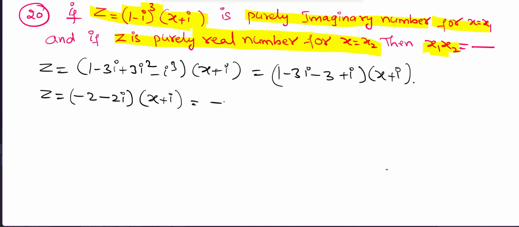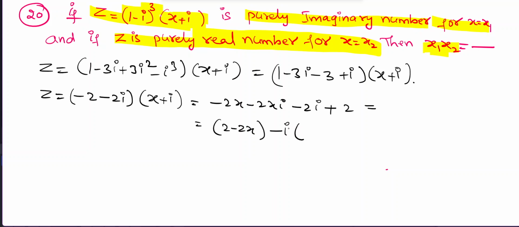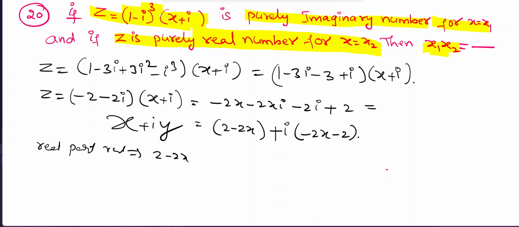Multiplying these two, this is minus 2x minus 2xi minus 2i minus 2i square. This is plus 2. Here the real part is 2 minus 2x, and for the imaginary part, take i common, so this is i times (minus 2x minus 2). Here Z is taken as x plus iy. You are given purely imaginary number for x is equal to x1. Imaginary number means real part is 0. Real part 0 is, that is 2 minus 2x is equal to 0.